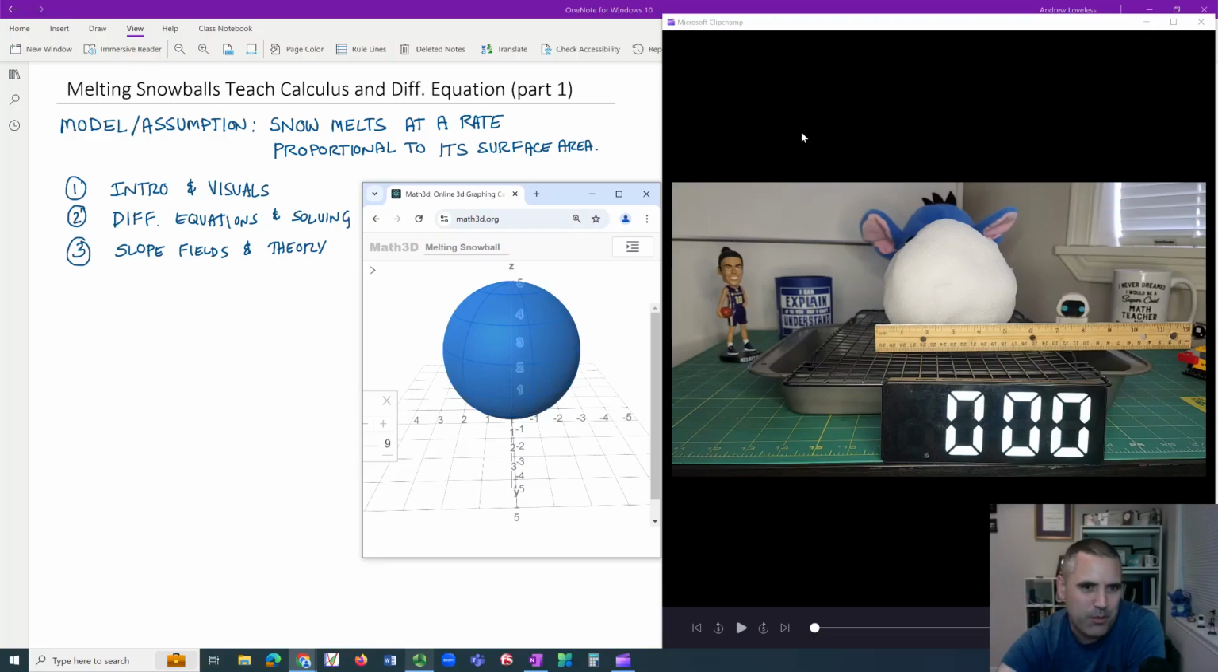And then I will do the differential equations and solving. I'll talk about the differential equation for the volume and the differential equation for the radius and how to convert between them, and that'll involve related rates and things we do in Math 124, 5, and 6, and 207. And then I'll talk about slope fields in theory, and that's when I get to talk about existence and uniqueness, which students often think of as this real theoretical thing, but here it applies to a melting snowball. And it has meaning, it has significance here, and so I'll finish with that discussion.